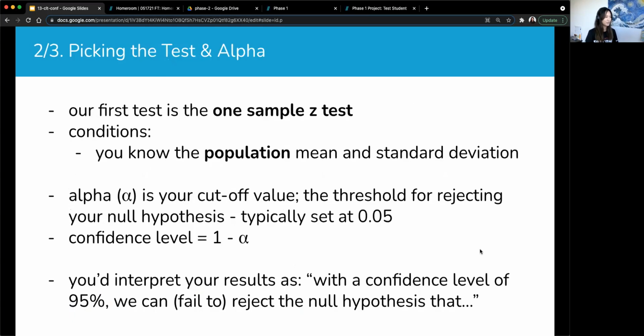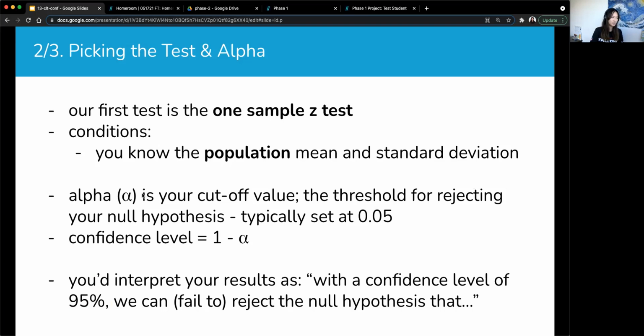Okay. So we're going to talk about picking the test and also our alpha. The test that we're doing today, because it's the first test that we have, is a one sample Z test. We're going to come across other tests in the next study groups, but for now, the conditions you need to know to do a one sample Z test: you need to know your population mean and your population standard deviation. To contrast, for the other statistical tests that we're going to talk about later, you actually don't know your population standard deviation. So the condition for doing a one sample Z test is that you do know your population's standard deviation.